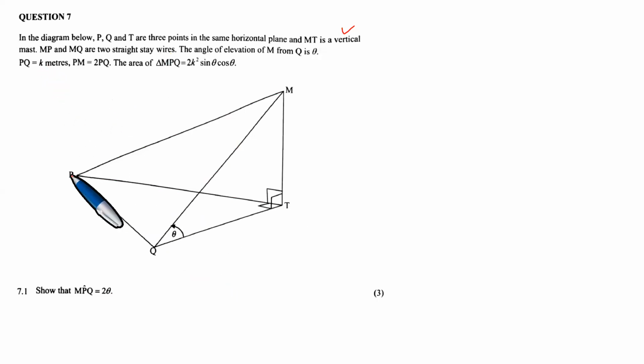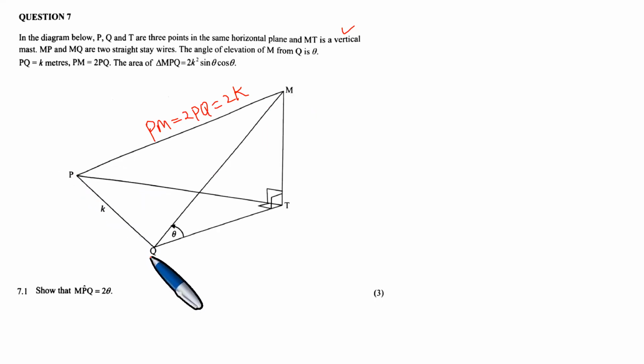PQ is K meters. PM is equal to 2 PQ, so PM is equal to twice the PQ. This is extremely important for us, because PQ is K, and PM is twice PQ, which is twice K, which means PM is equal to 2K. Right, the area of triangle MPQ is that one there. So we have been given the area of triangle MPQ.